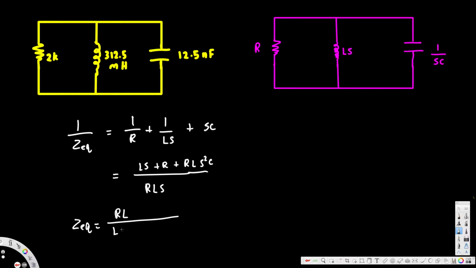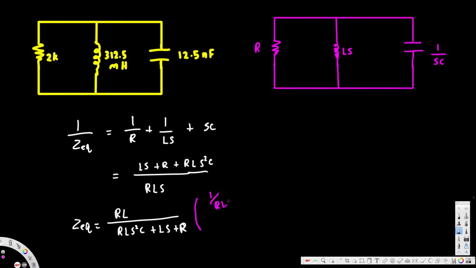This is LS. Let's write this in decreasing order, with decreasing degree: we write the S square first, then S, then the last value. So first we are going to have RLS square C plus LS, then plus R. It's always best to keep the first term of S by itself. To get that, we can multiply the top and bottom by 1 over RLC. In that way we will get rid of this RLC with this S square. So this is going to become 1 over RL.